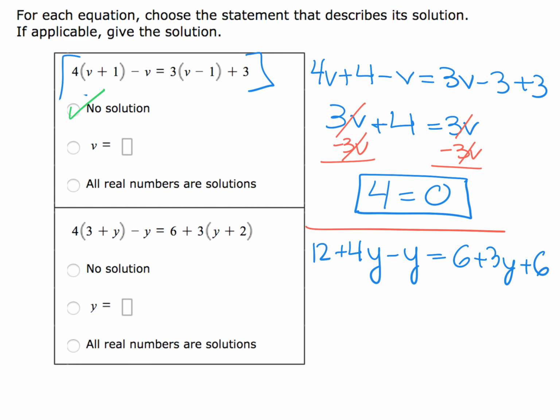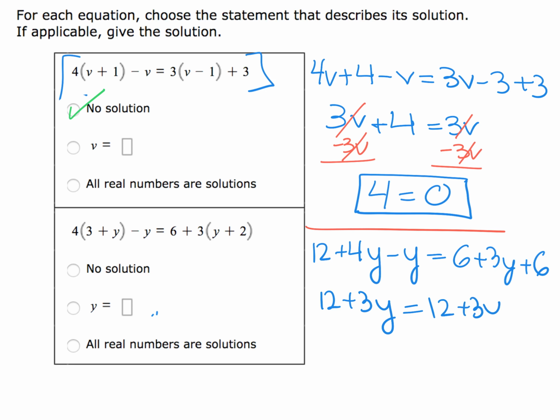Okay, and remember, our goal in solving an equation is to figure out what values of y make this true. Sometimes there'll only be one value, sometimes there won't be anything, sometimes there'll be infinitely many. So let's see what happens. Let's start simplifying. So first let's do 4y minus y. So that's going to be 12 plus 3y. And over here, okay, 6 plus 6 is 12.